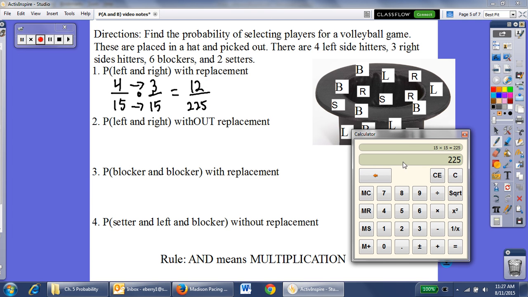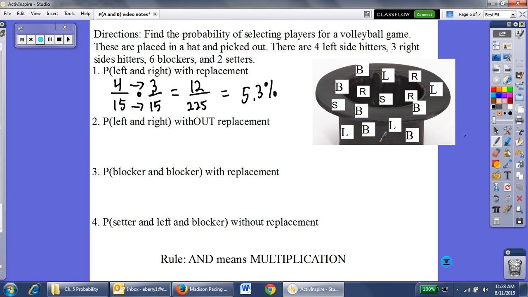So 12 divided by 225 gives us 0.053, so that would equal 5.3%. So the probability that we choose out of this hat a left side hitter and then a right side hitter would be 5% chance. Pretty small. Let's do the same thing, this time without replacement.